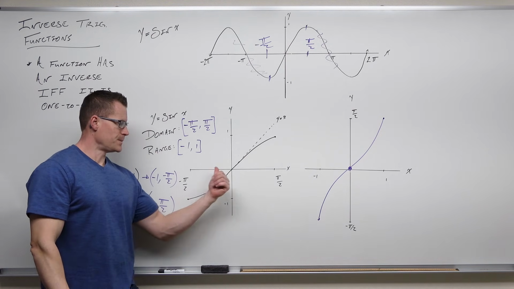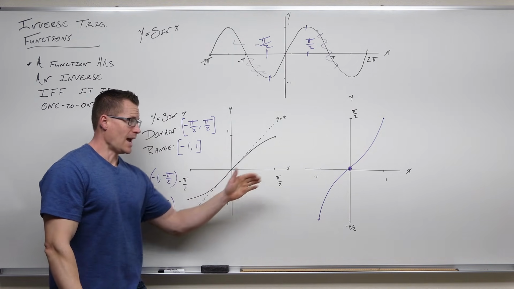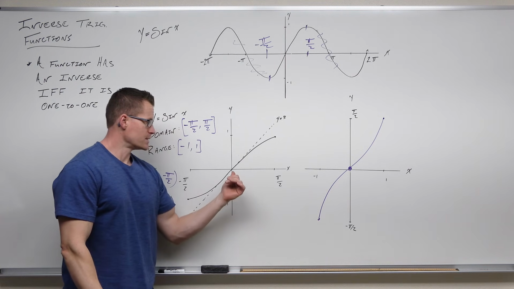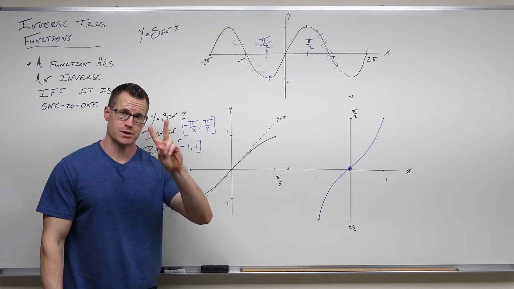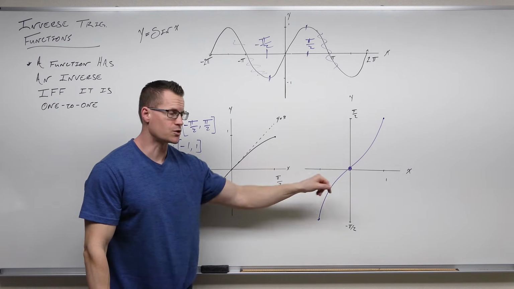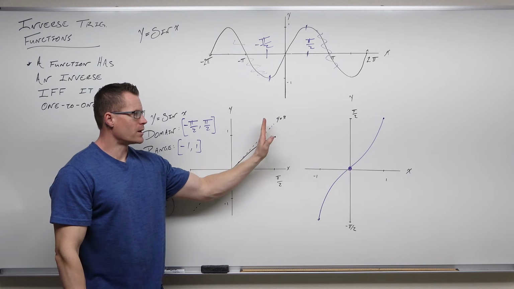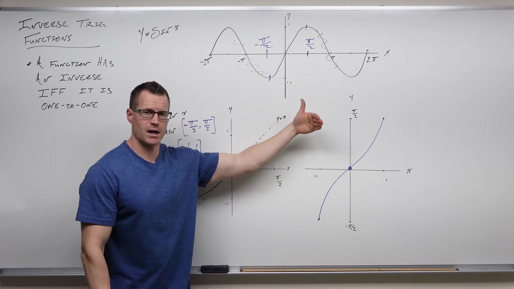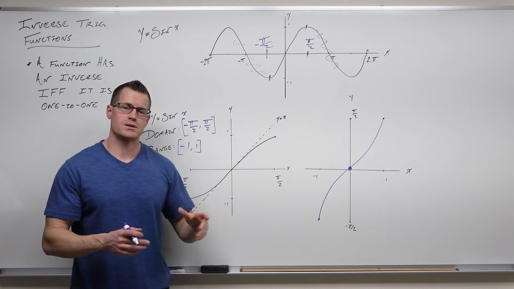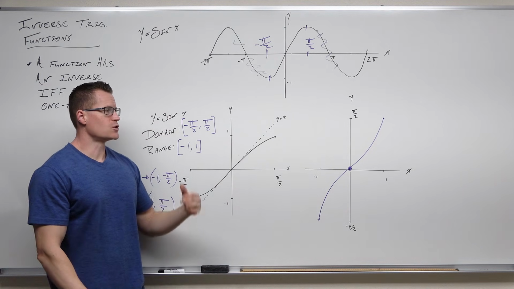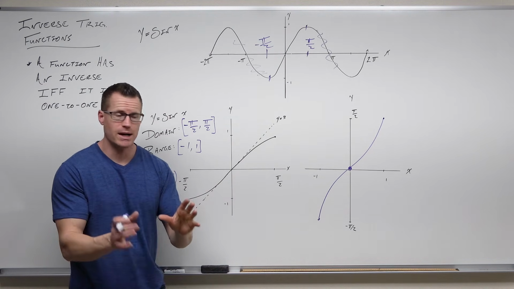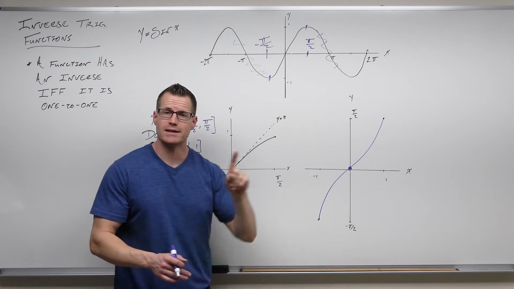So instead of negative pi over 2, negative 1, I have negative 1, negative pi over 2. 0, 0. Now wait a minute. 0, 0 is still 0, 0, so it goes through the origin. Pi over 2 comma 1, we reflect that, we get 1 comma pi over 2. Those are the key points for my inverse function. My domain is going to become my range. You can see it right now. This is still one-to-one. That's important.